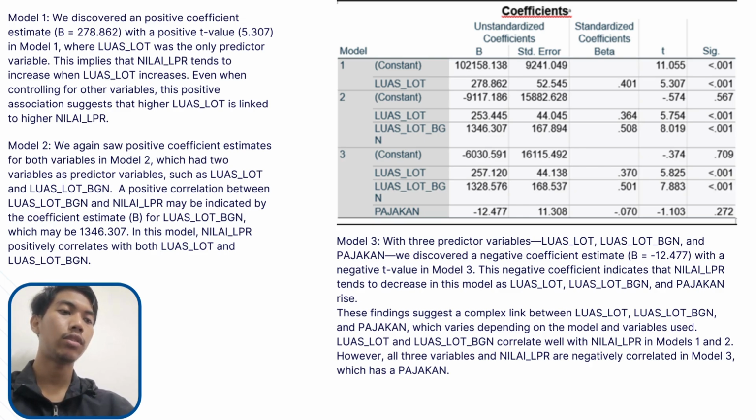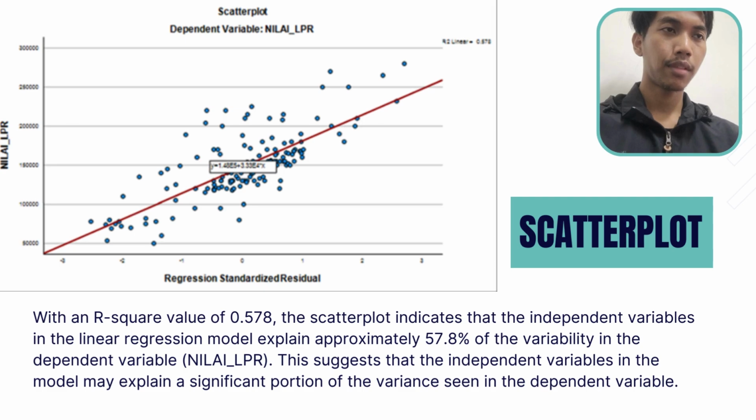Luas lot and luas lot bangunan correlate positively with nilai LPR in models 1 and 2. However, all three variables and nilai LPR are negatively correlated in model 3, which has pajakan.